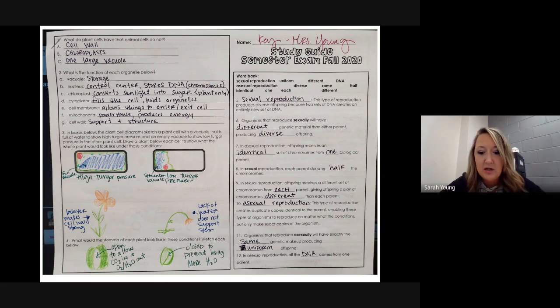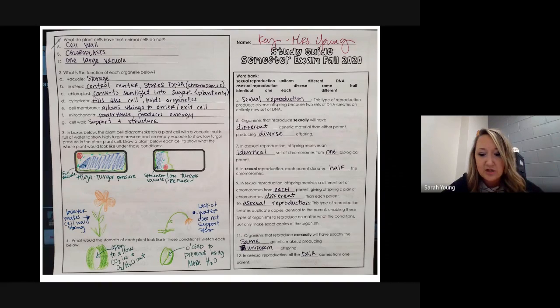Asexual reproduction creates duplicate copies identical to the parent, enabling these types of organisms to reproduce no matter the conditions, but they can only make exact copies of themselves, right? So there's benefits to both types of reproduction. Organisms that reproduce asexually will have exactly the same genetic makeup, producing uniform offspring.